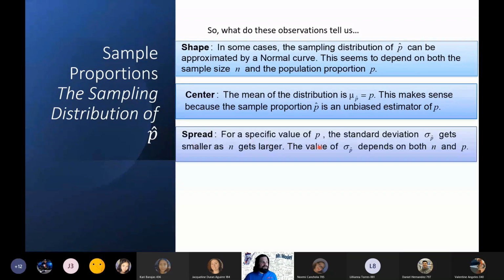The spread for a specific value of p, the standard deviation sigma of p hat, gets smaller as n gets larger, as it should. The value of sigma p hat, the standard deviation of p hat, depends on both n and p. So the standard deviation changes as the population proportion changes and the sample size changes.